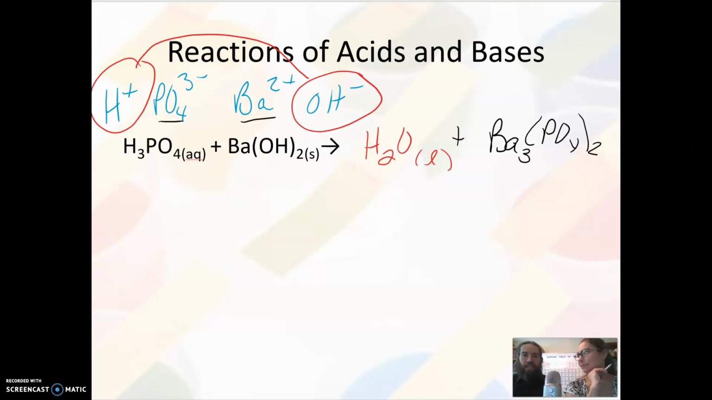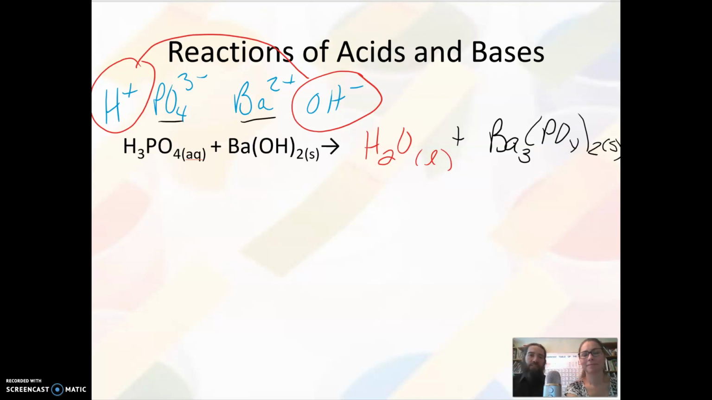Now, the next step is to figure out the state. Now, this barium phosphate, I would go to my solubility chart. I would look for the phosphates. Most of those phosphates are insoluble. They don't dissolve well. I look to the exceptions. Barium, not an exception. This is a solid. It's insoluble. We write S for solid.